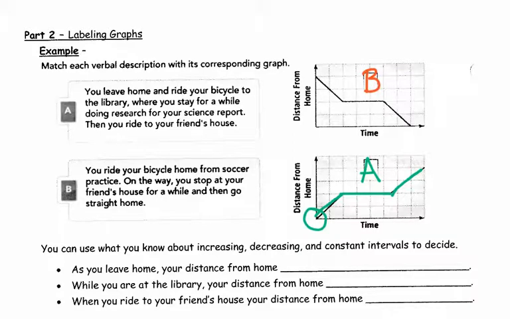You ride your bike home from soccer practice, but on the way you stop at your friend's house. So here's soccer practice, you're riding your bike home, you stop at your friend's house, and then after a while, you go home. So your distance is 0 when you get home.